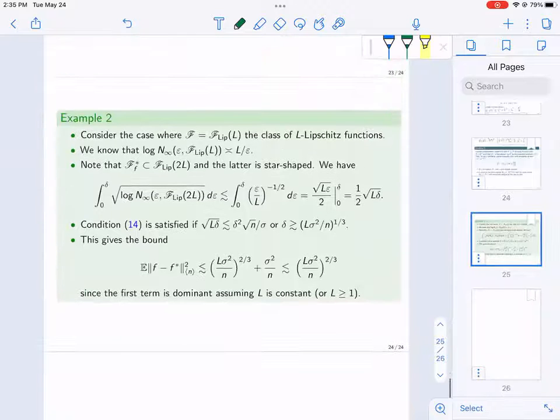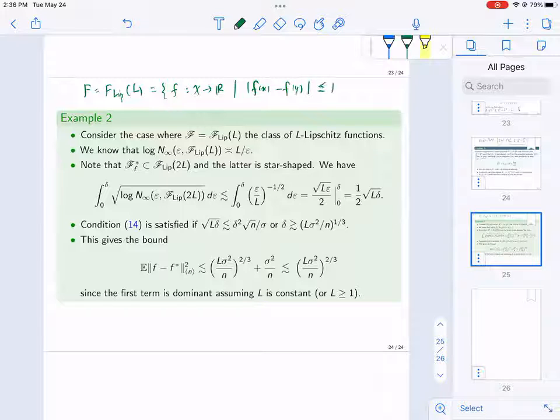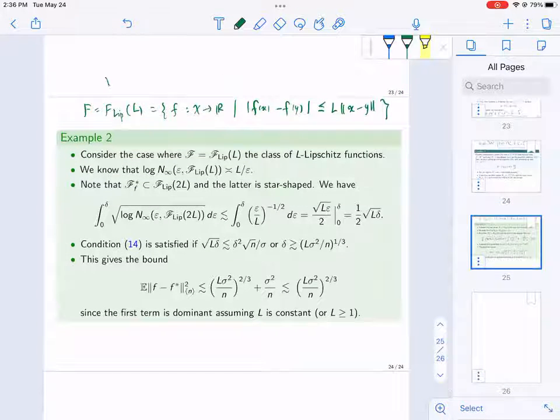So suppose F is a Lipschitz class with Lipschitz constant L. This is the set of all f from X to R such that f(x) minus f(y) is less than or equal to L times the distance between x and y. We're assuming that there is some sort of metric structure. Let's say X is a subset of R^d.